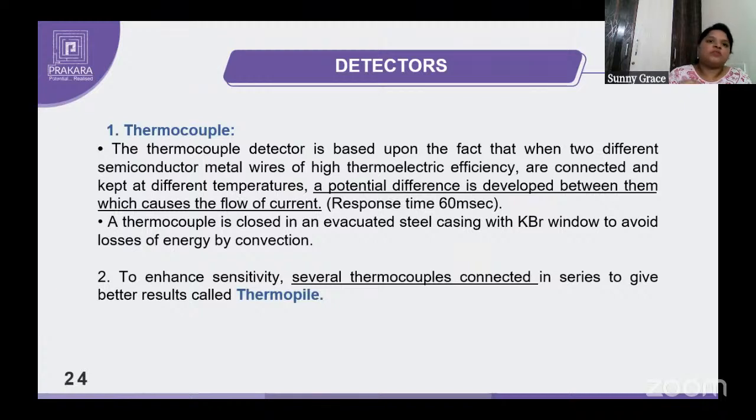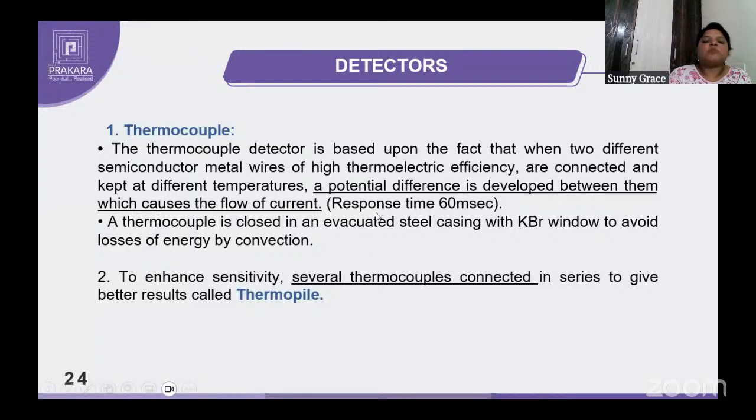Generally, whenever IR radiation falls on one semiconducting material, it will create a potential difference between those two materials, right? Whatever potential difference it creates will cause current to flow through it. The amount of current generated is directly proportional to the intensity of the light falling on the detector, or on this thermocouple. And this thermocouple is a closed and evacuated steel casing with a KBr window, to avoid the loss of energy by convection. So this is about the thermocouple.